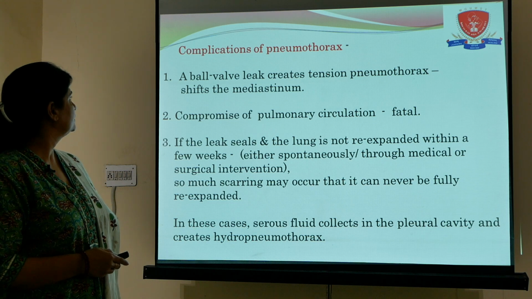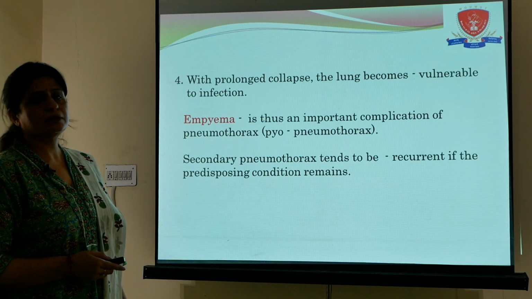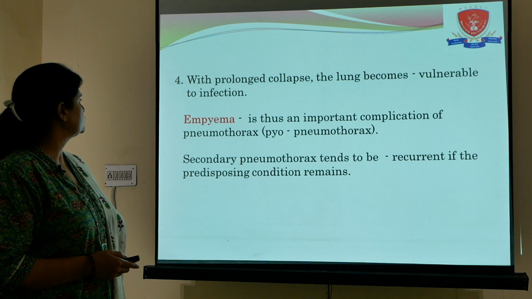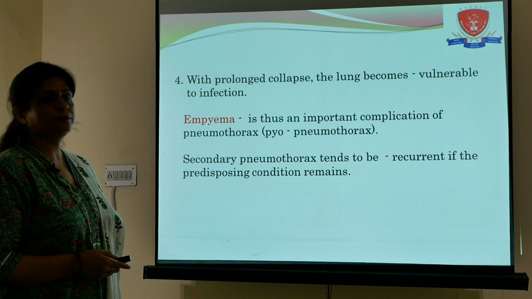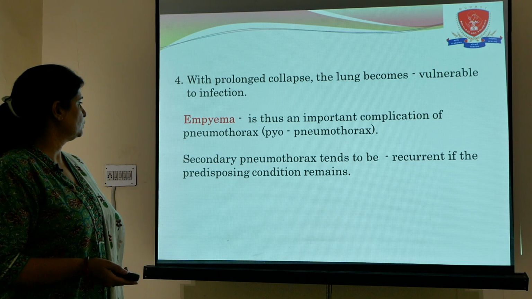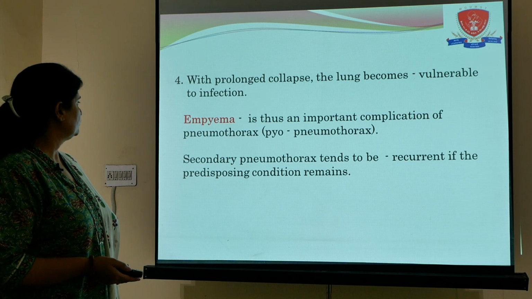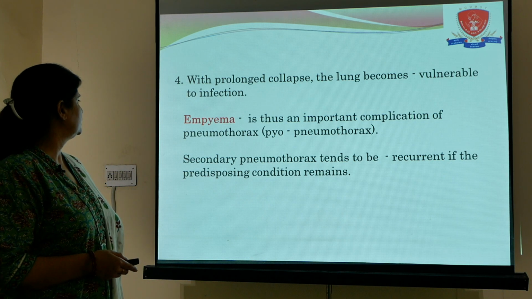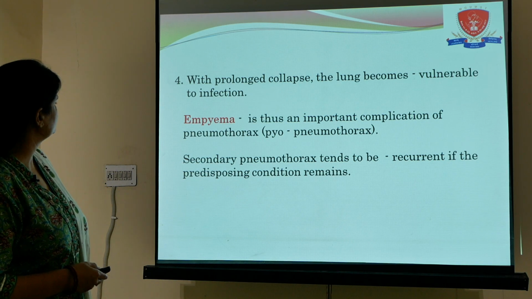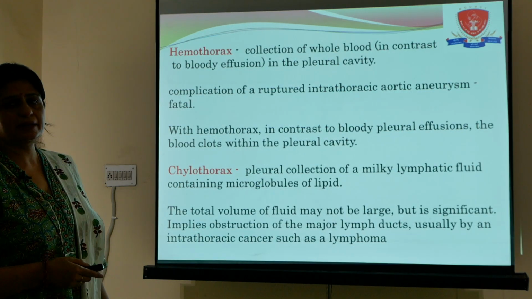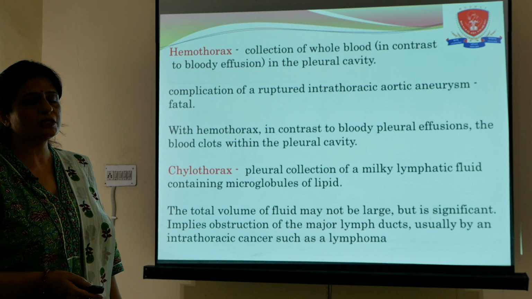hydropneumothorax. With prolonged collapse, the lung is more vulnerable to infections, and the condition is known as empyema, and that is an important complication of pneumothorax. Pyo means pus and pneumothorax is air in the thorax. Secondary pneumothorax tends to be recurrent if the predisposing conditions remain. Hemothorax, as the name suggests, is a collection of blood in the pleural space.